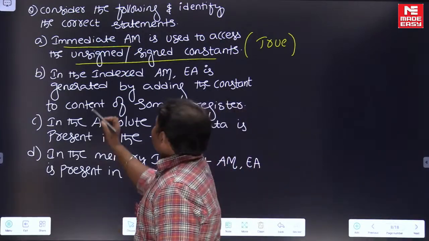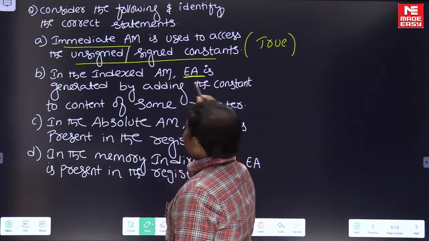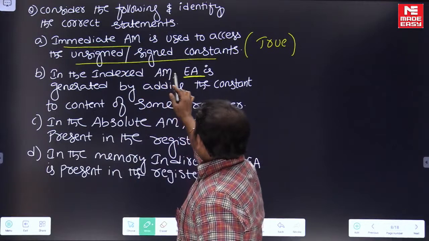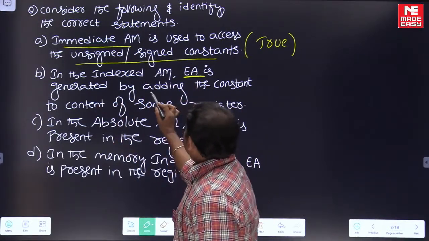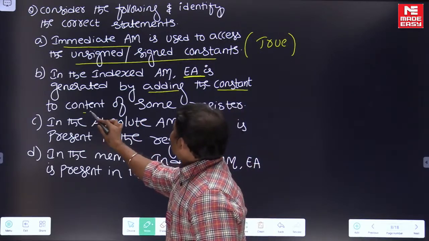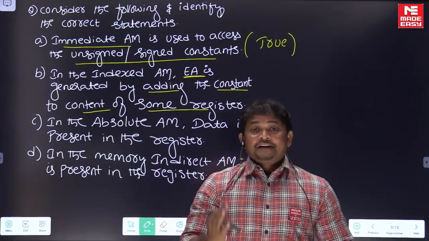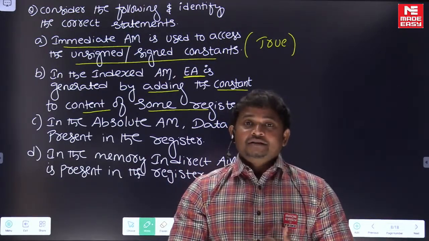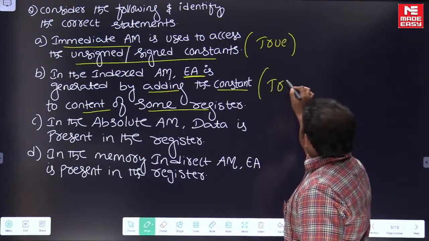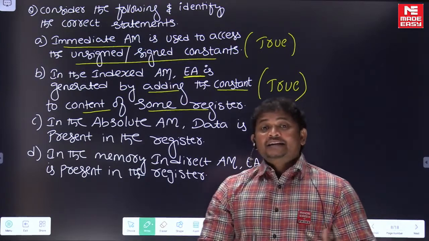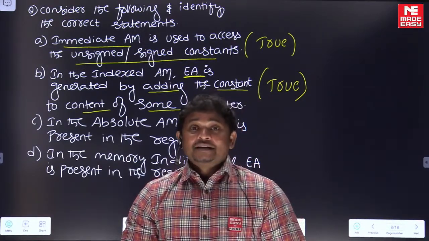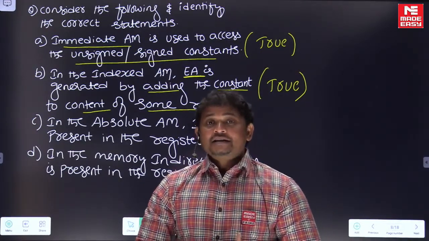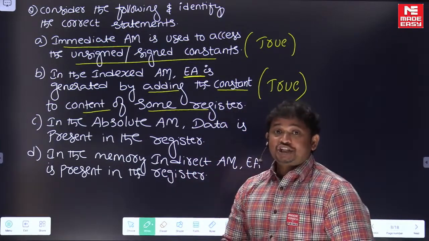Next. In the indexed addressing mode, the effective address (EA stands for effective address, AM means addressing mode) is generated by adding a constant to the content of some register. This statement is also true, because in the indexed addressing mode the constant acts like a base address and the register is an index register. Therefore, the index value is added to the base address to calculate the effective address. So the second statement is true.